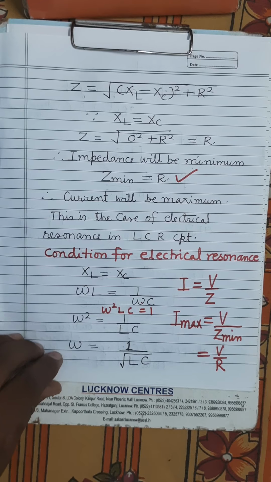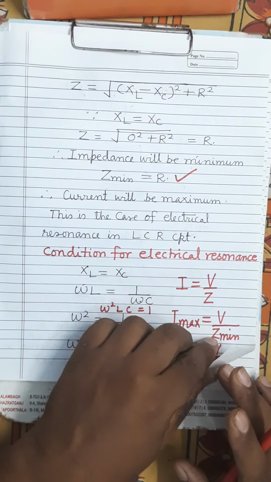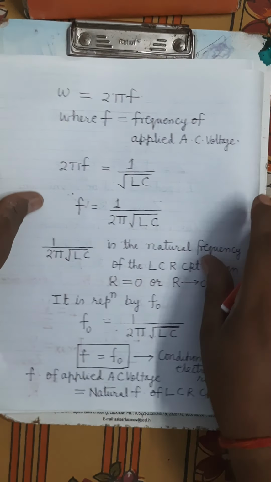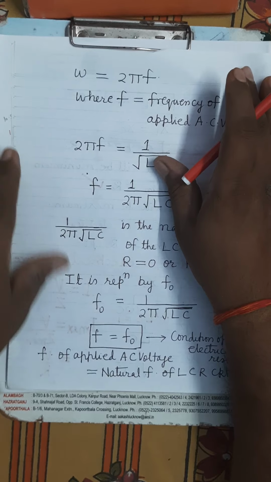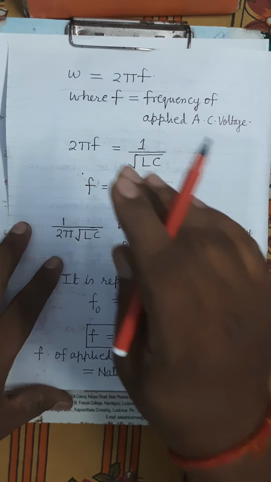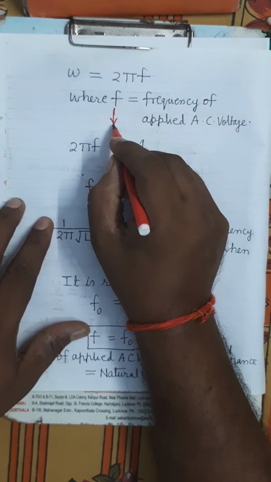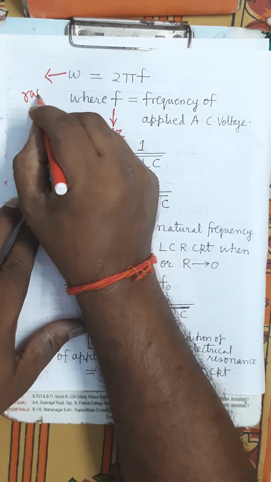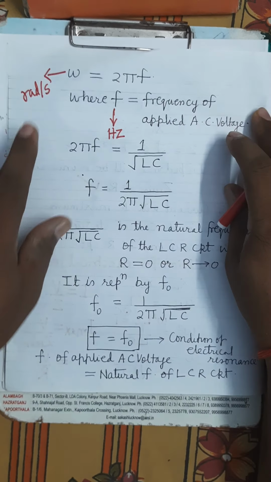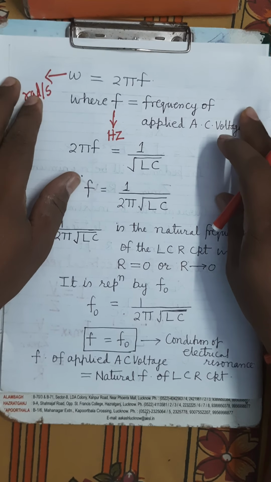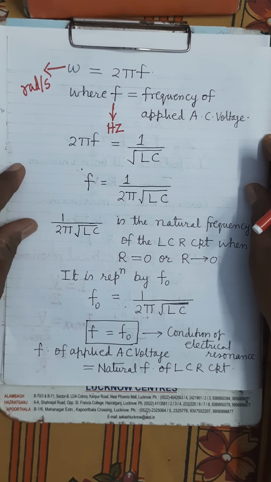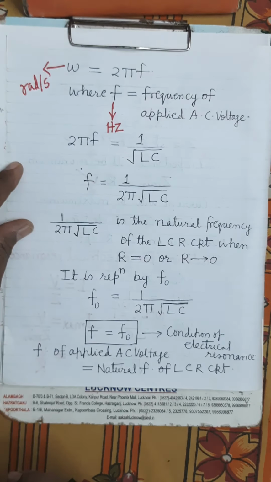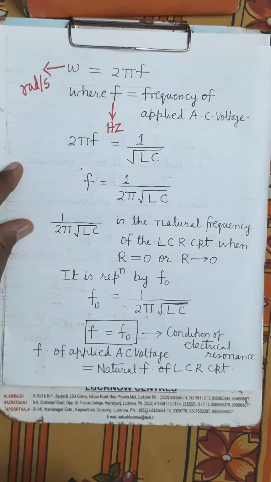As we know that omega equals 2 pi f, where f is the frequency of AC in Hertz, while omega is the angular frequency in radian per second. So omega equals 2 pi f, where f is the frequency of applied AC voltage. So 2 pi f equals 1 upon root LC. So f equals this. You bring 2 pi in the denominator.